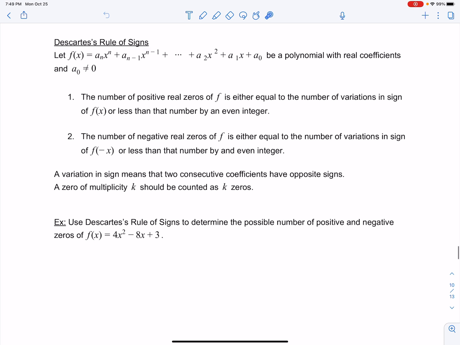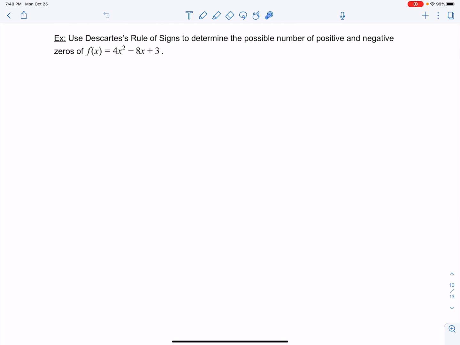So we're going to look at how we use Descartes' rule of signs to determine the possible number of positive and negative zeros for a couple of functions here. First function we're going to look at is f of x equals 4x squared minus 8x plus 3. How many variations in sign do we have? Well, our first term is positive. Our next term is negative, so that's one variation. And then we go from a negative to a positive, so that's another variation. So we have two variations in sign.